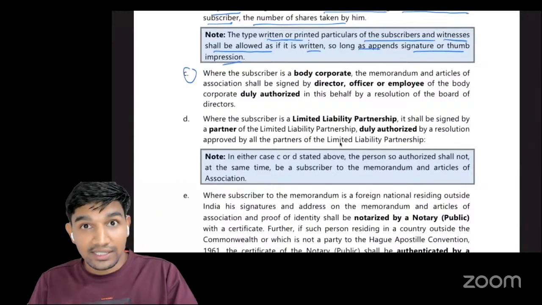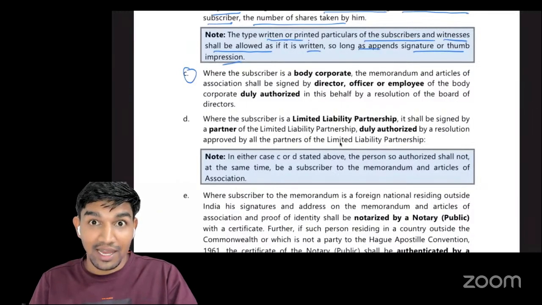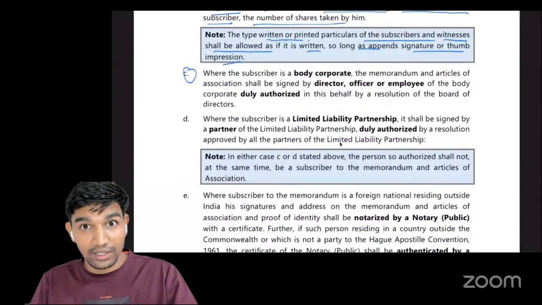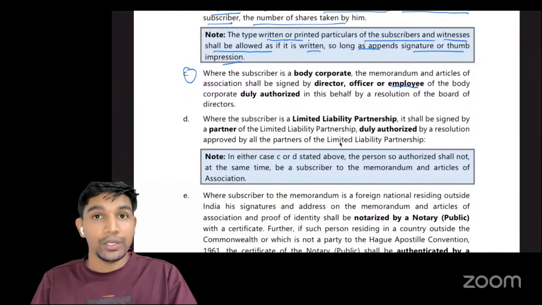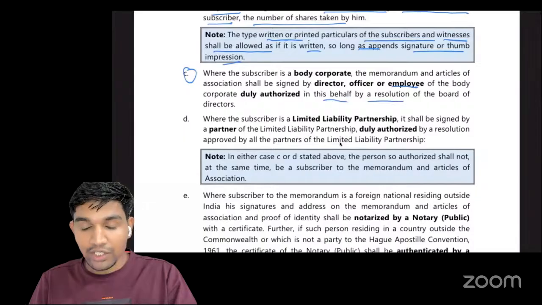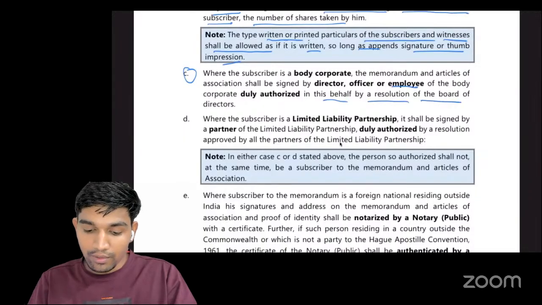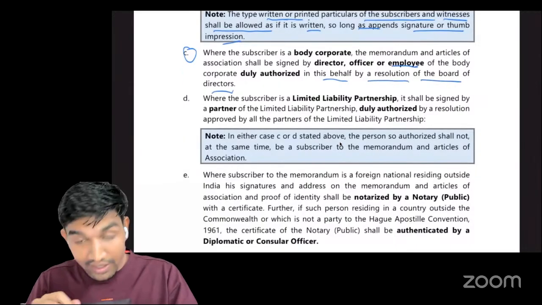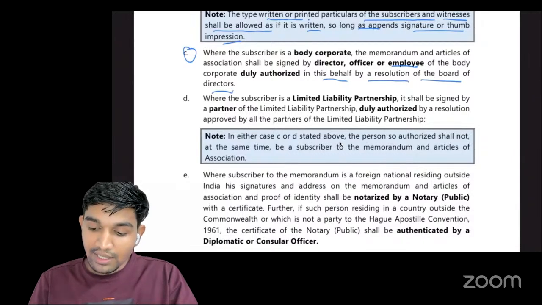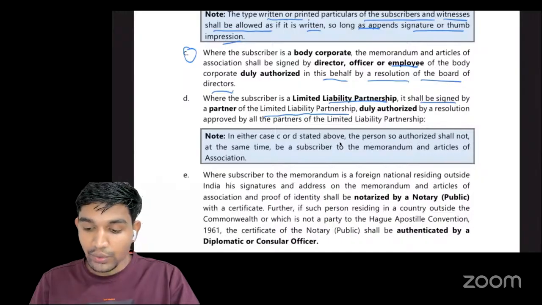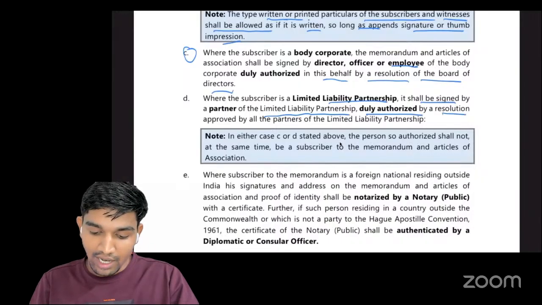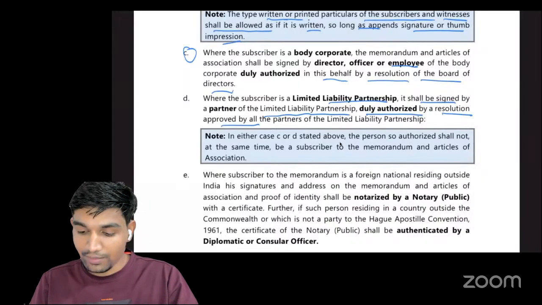C. Where the subscriber is a body corporate, the memorandum and articles of association shall be signed by a director, officer, or employee of the body corporate duly authorized in this behalf by a resolution of the board of directors. D. Where the subscriber is an LLP, it shall be signed by a partner of the LLP duly authorized by a resolution approved by all the partners of the LLP.